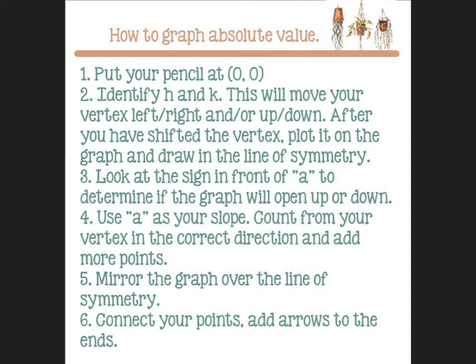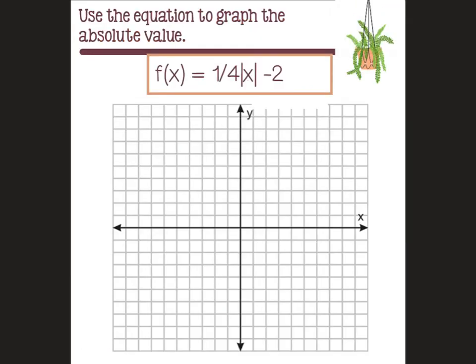After you have put your vertex down, you want to draw in the line of symmetry, and then you're going to look at the sign in front of A to figure out if it opens up or down. And then A is going to be your slope. So you're going to count and add some more points, and then you're just going to mirror those points over the line of symmetry because it's always the same on both sides. So I'll show you exactly what all that looks like.